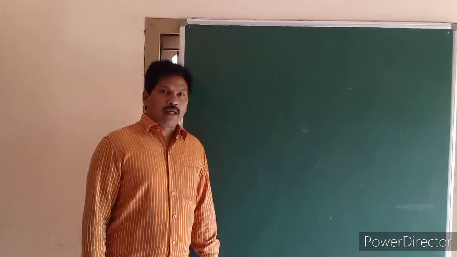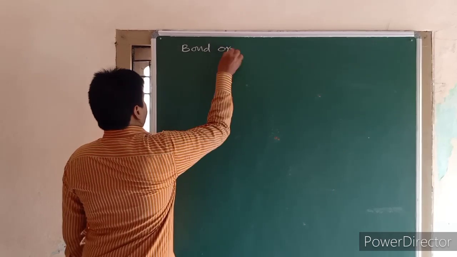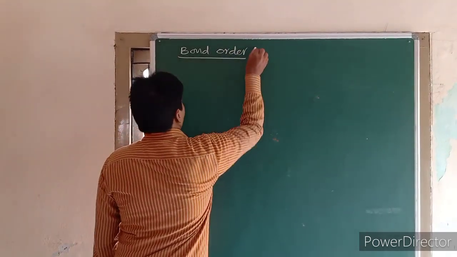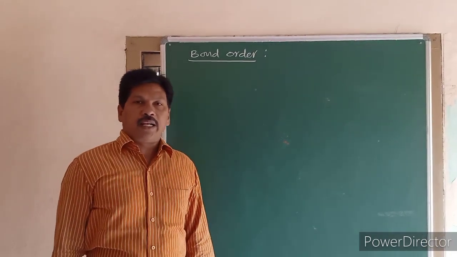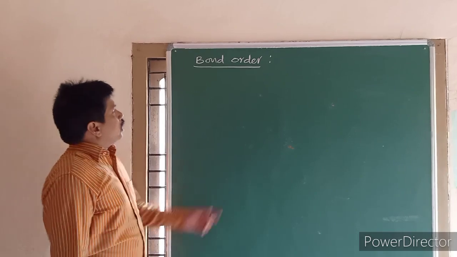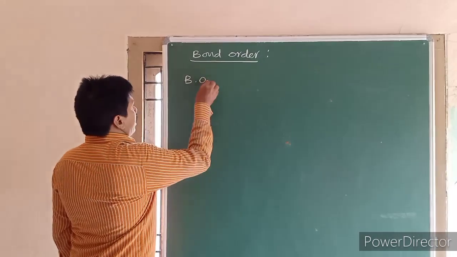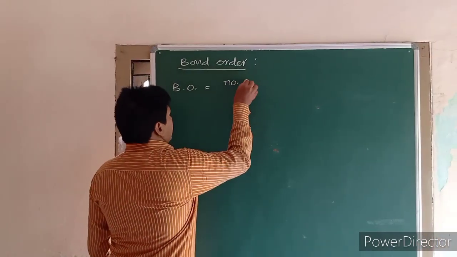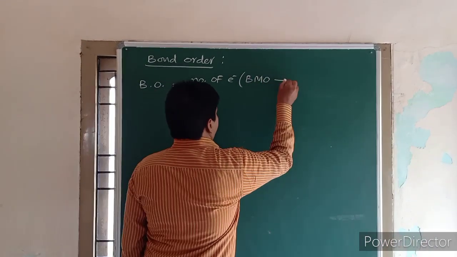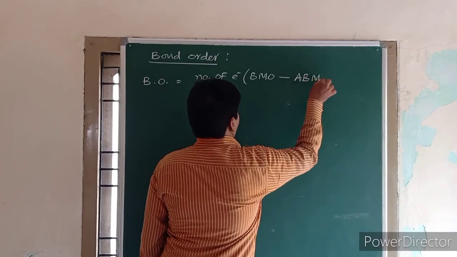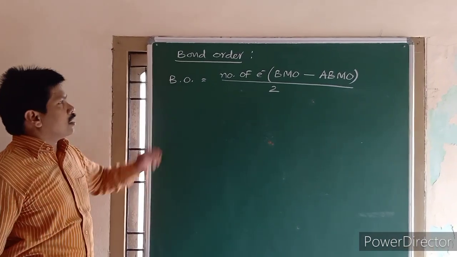Today I am going to explain one very important topic, bond order. This is very useful in the JEE examinations and medical examinations. What is meant by bond order? Bond order is generally calculated as the number of electrons in the bonding molecular orbitals minus the number in the anti-bonding molecular orbitals, divided by 2. This is called bond order.